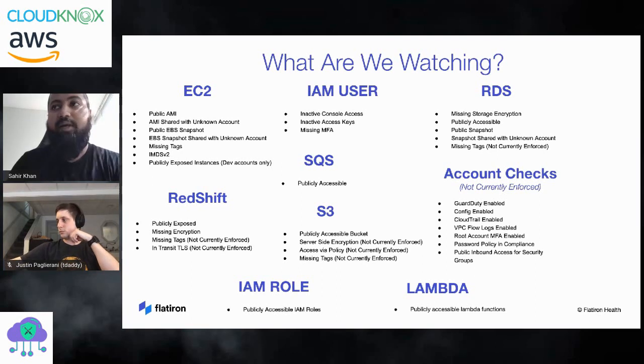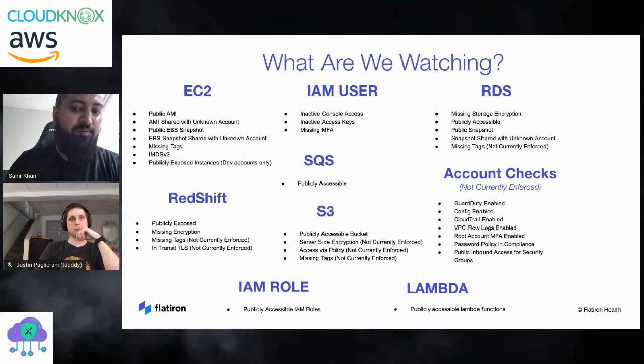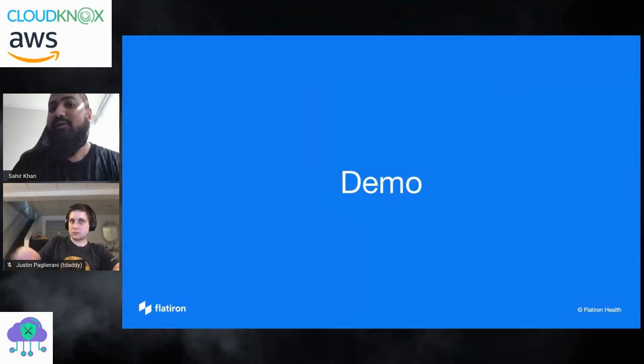Similarly, we have multiple other remediations for IAM users: looking for inactive console access, inactive access keys, and missing MFA. For RDS, we check if it is publicly exposed, if the snapshot is exposed, or if the storage is not encrypted. Similarly, it applies to Redshift, S3, IAM roles if exposed, and Lambda. I think the list is pretty self-explanatory. All right, so moving on to the demo.